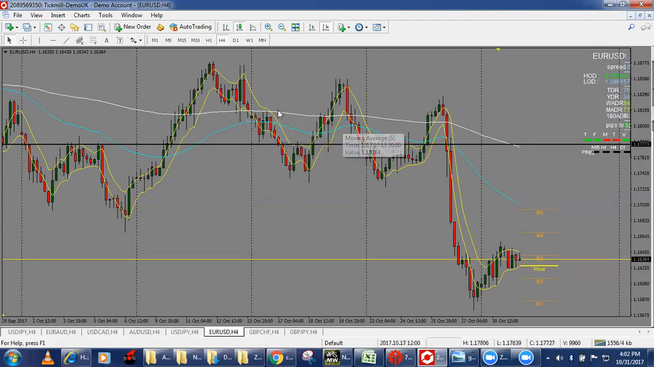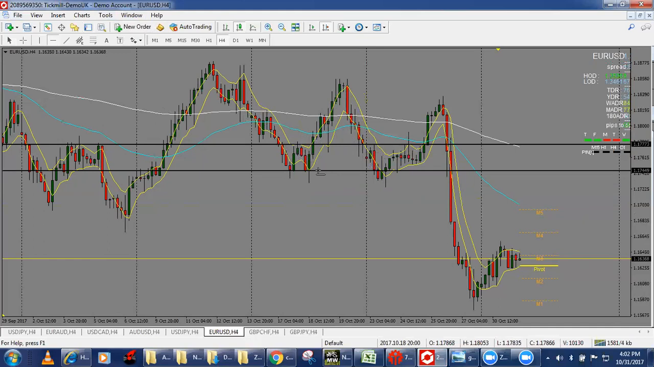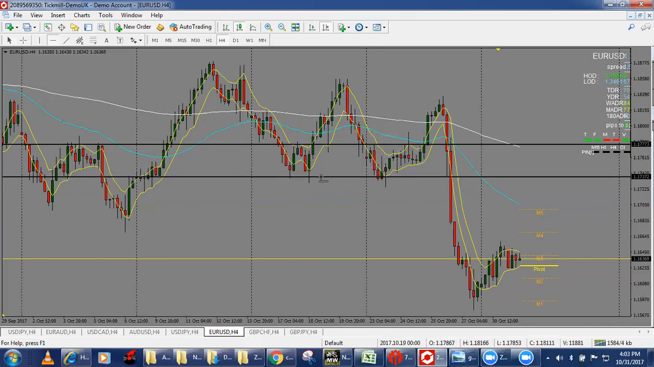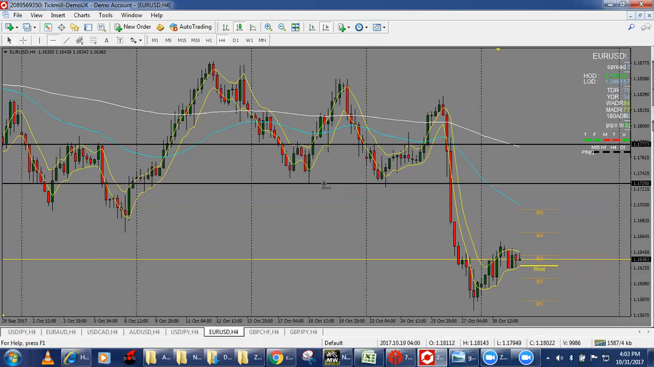They have to be arranged in this order: 200 on top, followed by 50, right? And the 5 EMA must be coming off the 50, coming down like in this scenario here. Also, you need to note that the support and resistance levels should be your profit-taking zones. They should be your profit-taking areas as well as entry areas, right?